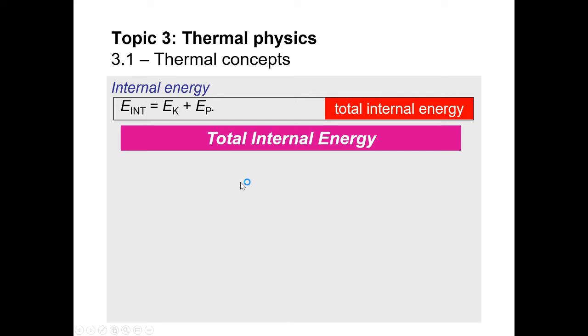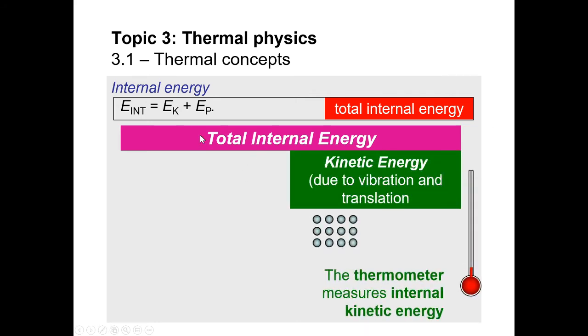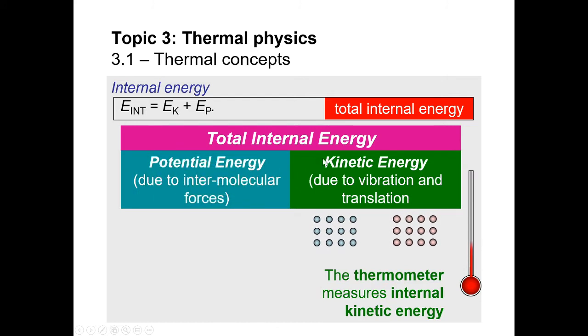So E internal is equal to E kinetic plus E potential. So here we go. Here's a nice visualization. Total internal energy is made up of kinetic and potential energies. Now, kinetic, this is due to vibration and translation, potential intermolecular forces. We're not going to get into this too much. This is really just getting the tip of the iceberg here. You're going to be studying this stuff a lot more in chemistry, as I know.